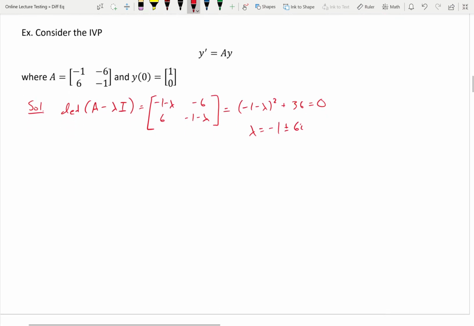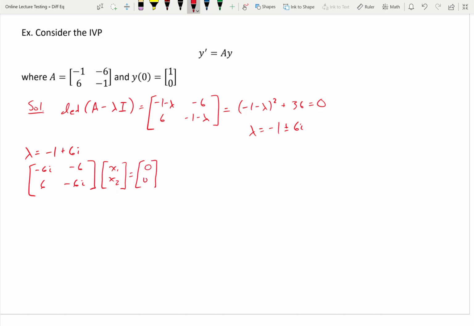All right. Now we've seen before where we only have to find the solution to one of these because we end up with a similar solution that might just be a constant multiple difference between the two. So I'm going to look at lambda equal to -1 plus 6i. All right. When we plug it into our matrix, we're going to get [-6i, -6; 6, -6i], and again, multiplied by the vector, sorry, that's x1, x2, and this is all equal to the 0 vector.